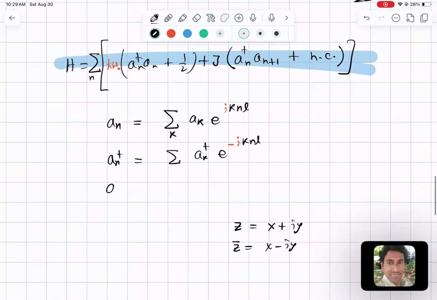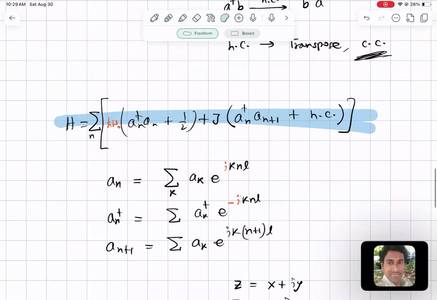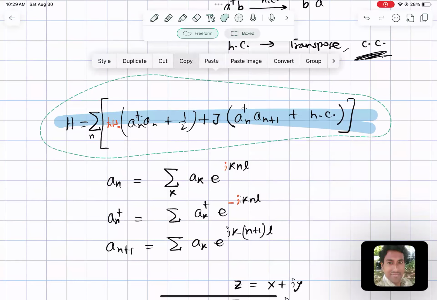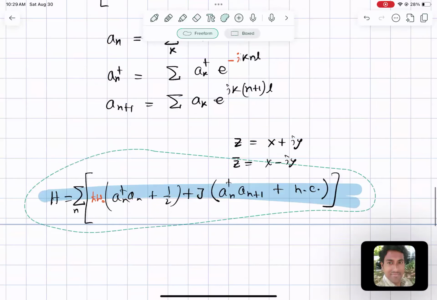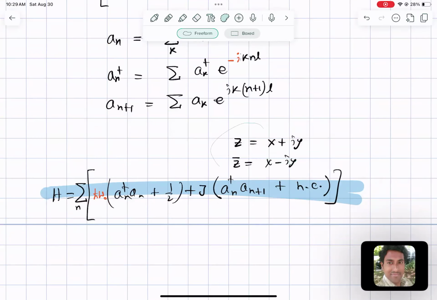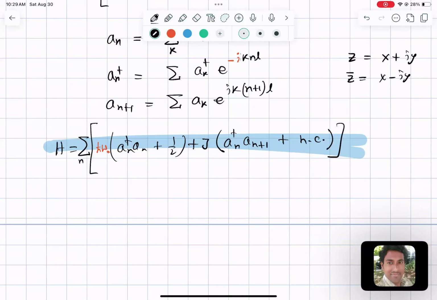And if you have a_{n+1}, that will be a_K here, e to the power i K (n+1) L. Does it make sense? Just n is n plus 1. So we now substitute these here in the Hamiltonian, and let's see what we get. So copy, paste here, and keep this on the side.